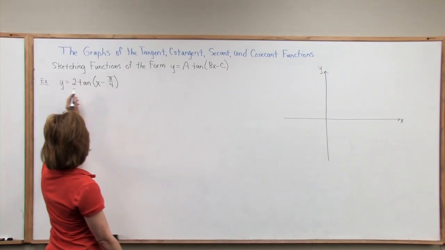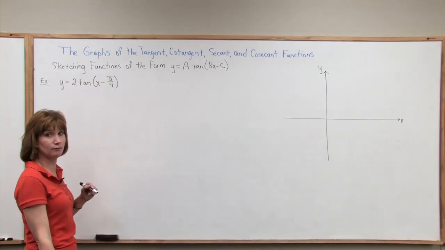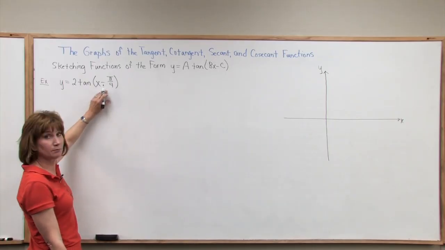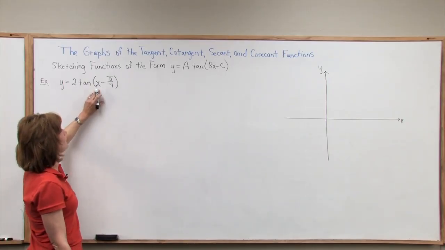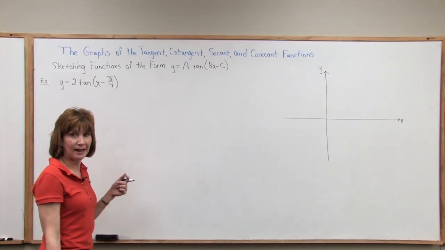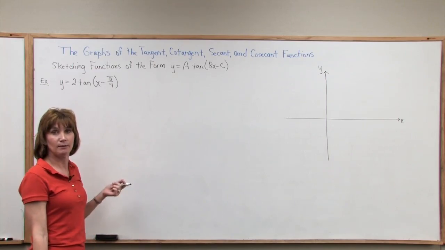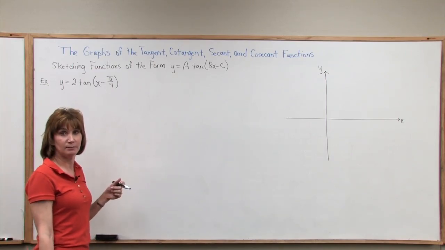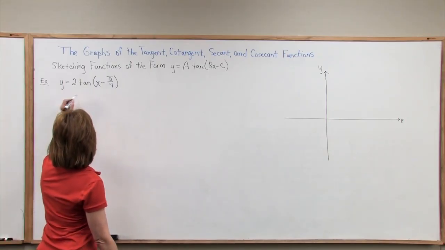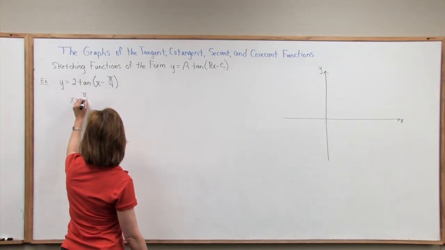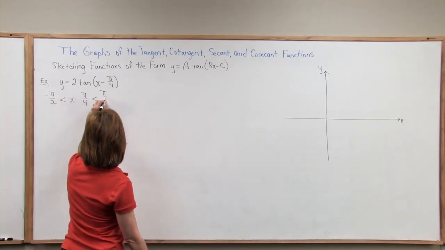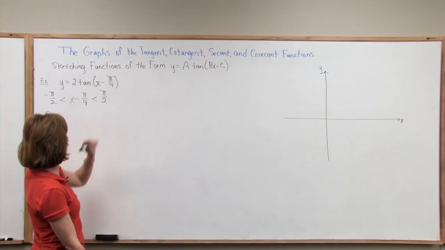So in this example, we have y equals 2 tan(x minus pi over 4), and we want to sketch this graph. So the first thing we're going to do is notice that b is positive. In this case, b is 1. c is pi over 4. If b is negative, you would have to rewrite it. Remember that the tangent function is odd, to make the b positive, and then you would begin. So in this case, our b is positive. So we take our bx minus c, which in this case is x minus pi over 4, and we put it between negative pi over 2 and pi over 2 to determine the principal cycle for this function.